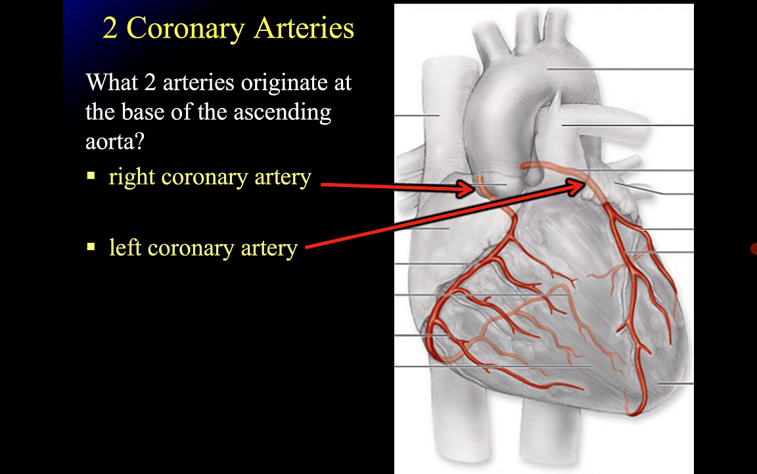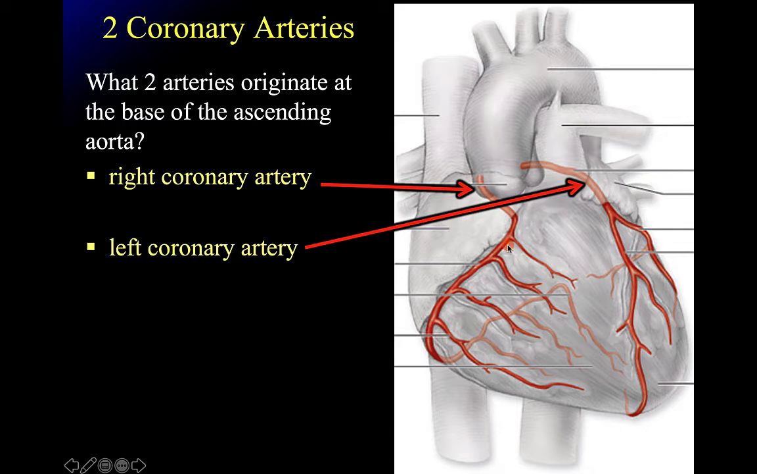Our next topic is going to be blood flow to the heart itself. It starts out really simple because coming off of what we call the ascending aorta, just barely above the aortic semilunar valve, or the holes are actually almost right next to that aortic semilunar valve, are the right and left coronary arteries.